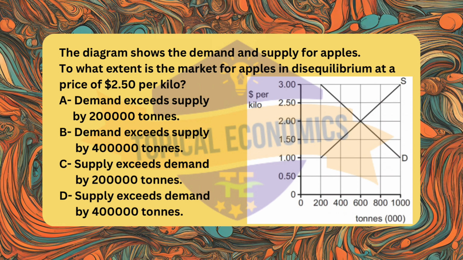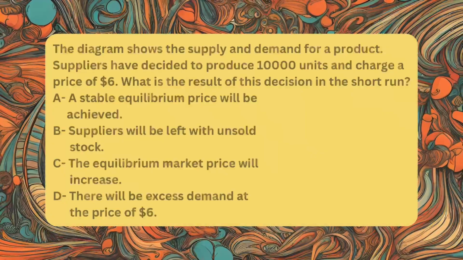This question is from year 2022 May-June version 1. The correct answer for this question is option D. At a price of $2.50 per kilo, we see that the supply is at 800,000 tons and demand is at 400,000 tons, hence giving excess supply of 400,000 tons. Moving to the second question.